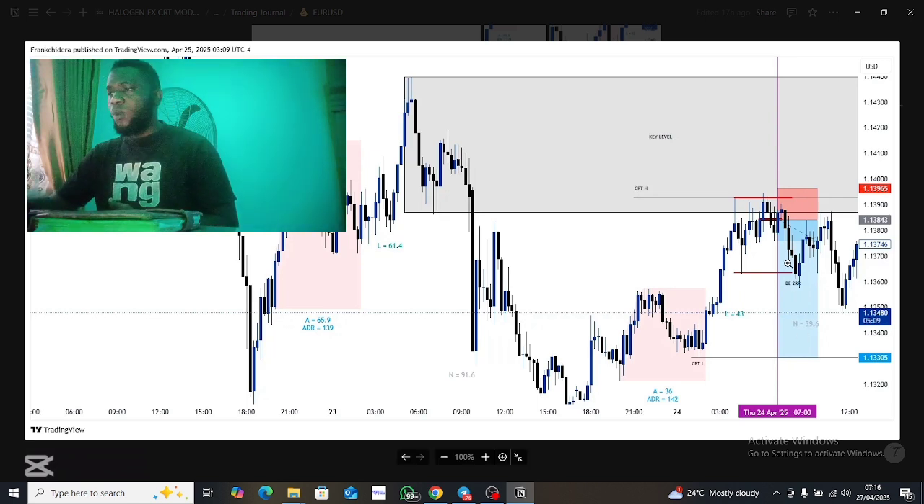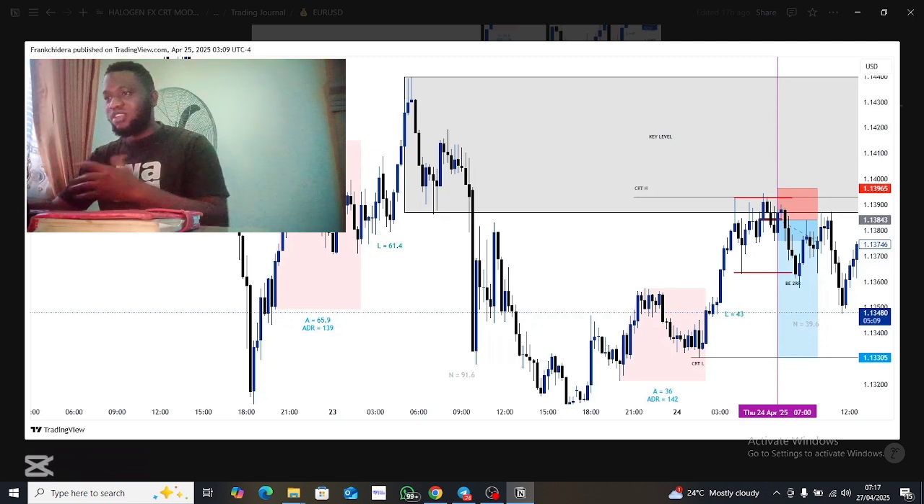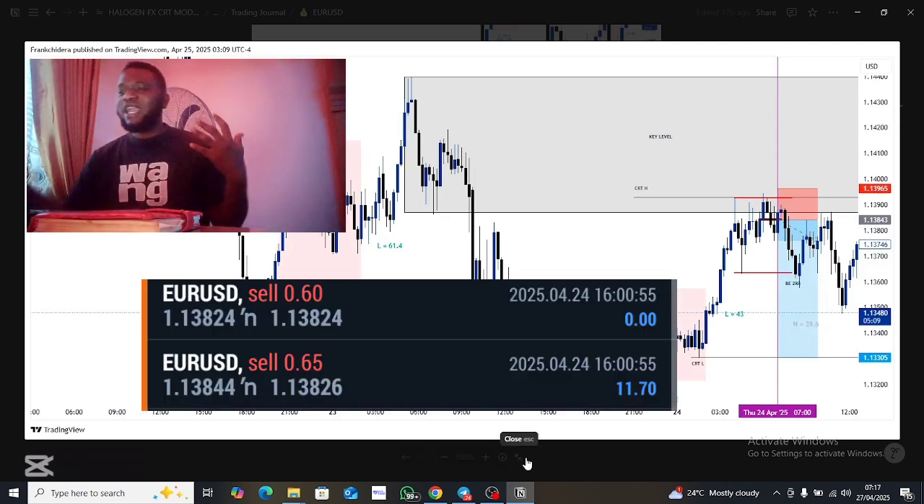So guys, you can see I went break even, and price came back to tap me in before falling, but eventually it still went back. So that was a break even trade for me. Do you understand? I reached 1%, so it was a break even. I felt a little bit emotional because I felt like this market would have gone straight.